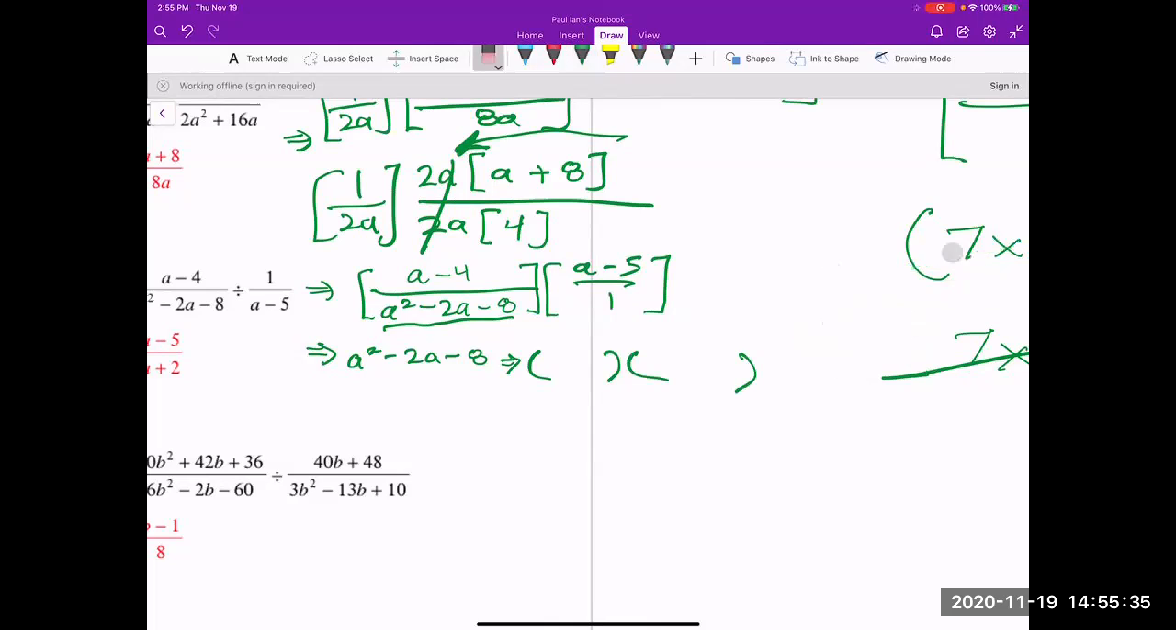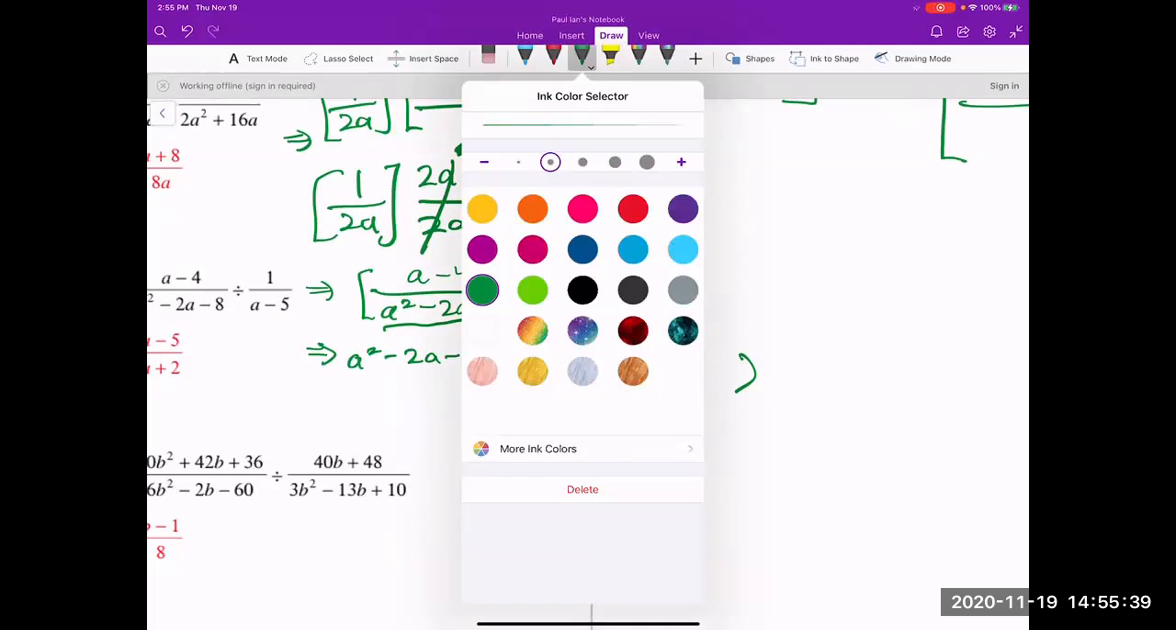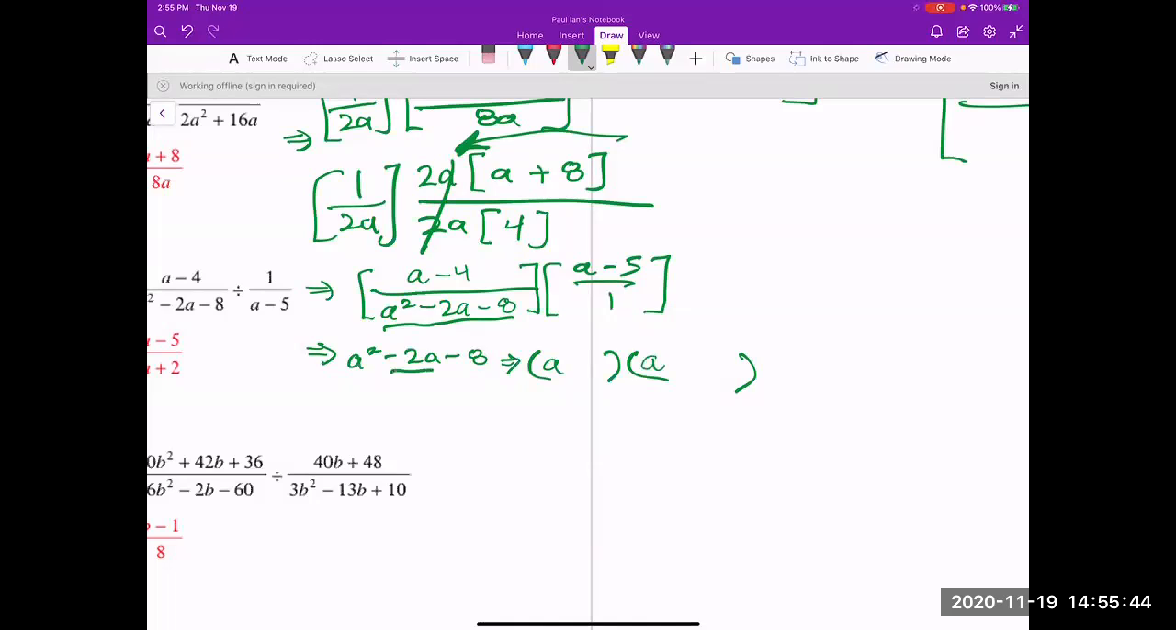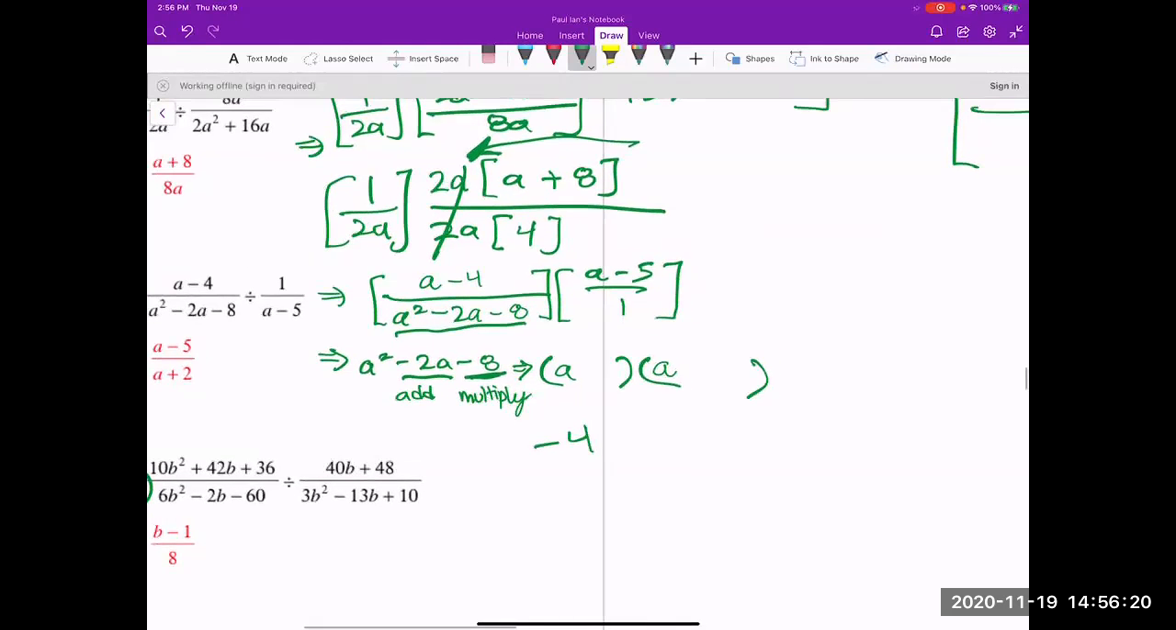With this thing, you always put the very first term, because that's always given to you already. So that's a and a. Then you ask yourself the question: what two numbers add to give you -2 and multiply to give you -8? This is a tricky one, since it's a negative. I don't know. Try this one: -4 and +2. When you add them, it gives you -2, right? And when you multiply them, it gives you -8, right? It's like a puzzle, you just have to get used to it. So that's the one.